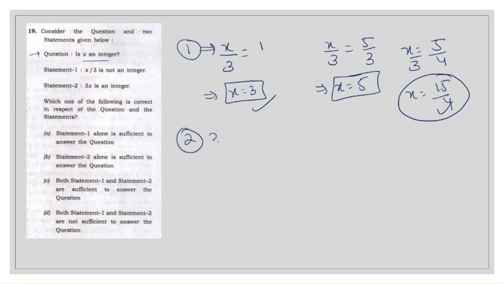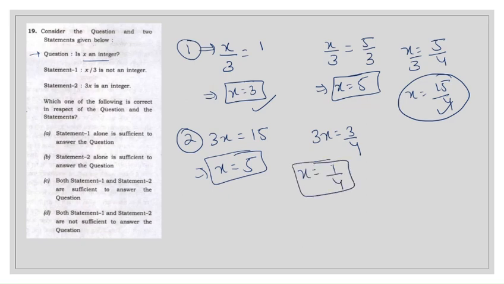Now then we check whether 3x is an integer. In case of an integer we can write here 15. In case of not an integer we can write here perhaps 3 upon 4. And after solving we'll get x as 5. So here it is an integer. And here if we get x is equal to 1 upon 4, so here x is not an integer.